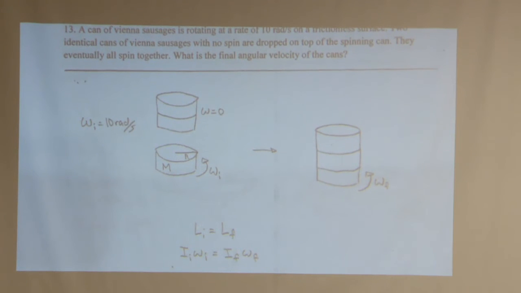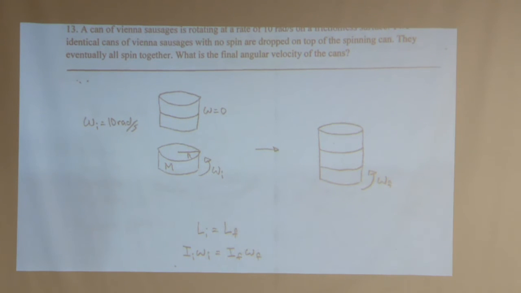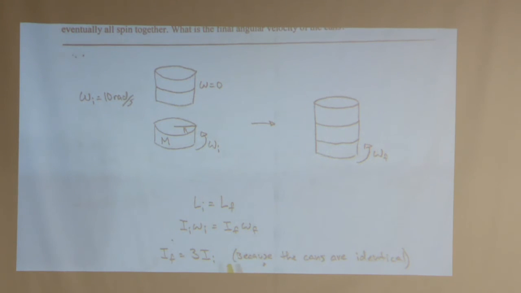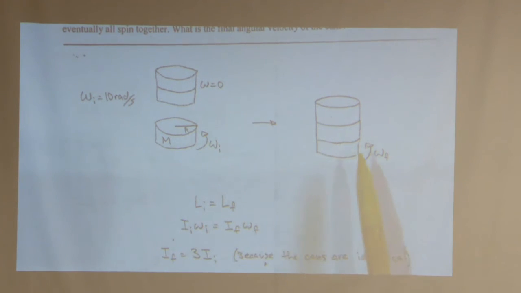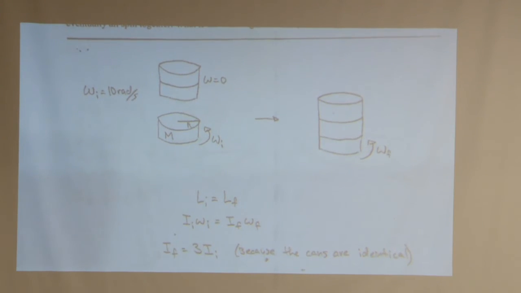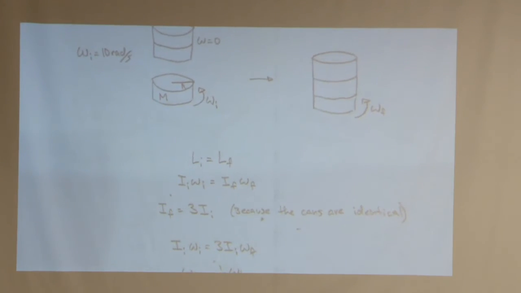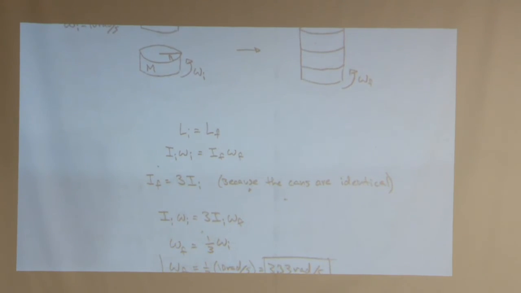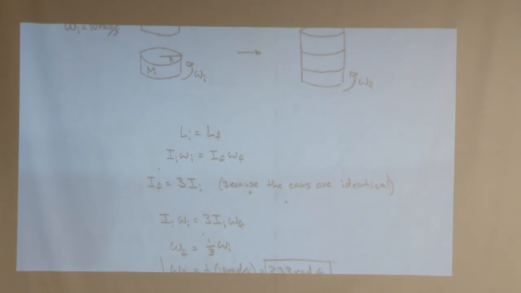And then we have the simple equation, I initial omega initial equals I final omega final. I initial is just the one can spinning. But the I final is going to be all 3 of the cans spinning. So all you have to do is add the moments of inertia 3 times. So you have 3 times the original moment of inertia for the final moment of inertia. You throw that into your equation, and you notice that the I's cancel out, and you can find omega f as 1/3 of omega initial.